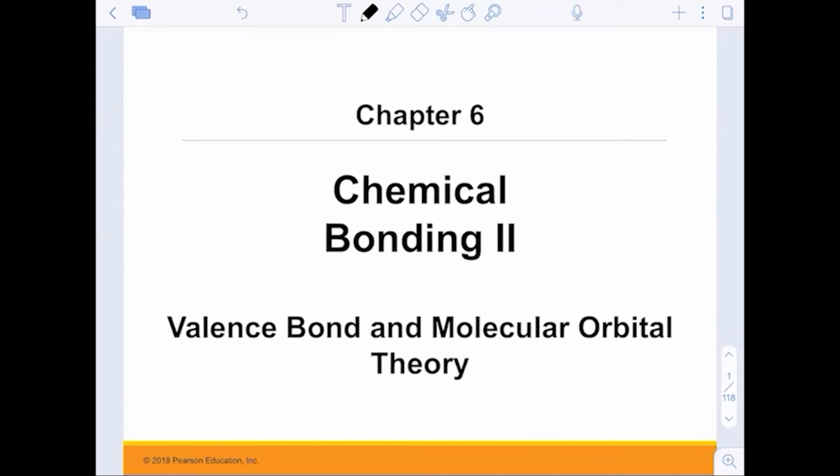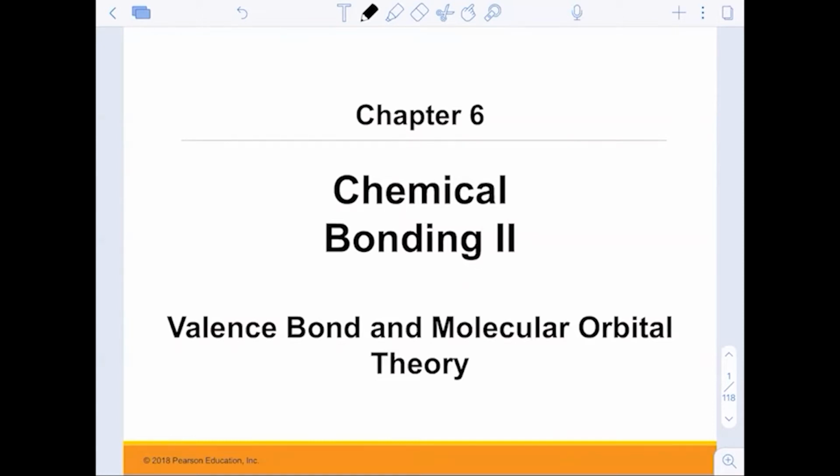As we dive into chapter 6 here, we'll see our second chapter on chemical bonding. A couple of new theories that we'll see in this chapter is valence bond theory. We'll discuss the pros and cons with Lewis structures and the pros and cons with VSEPR theory. And then molecular orbital theory, which is our final theory on bonding. This is one that is the most difficult to grasp.